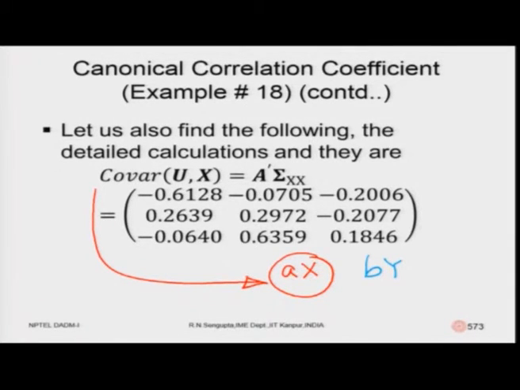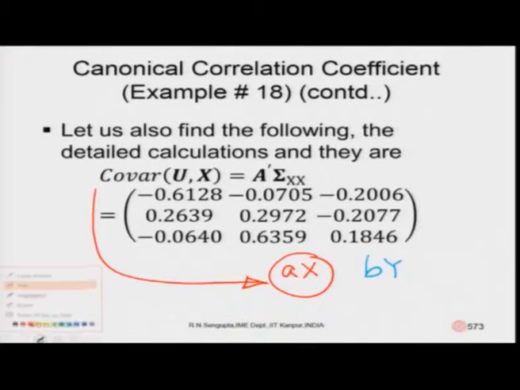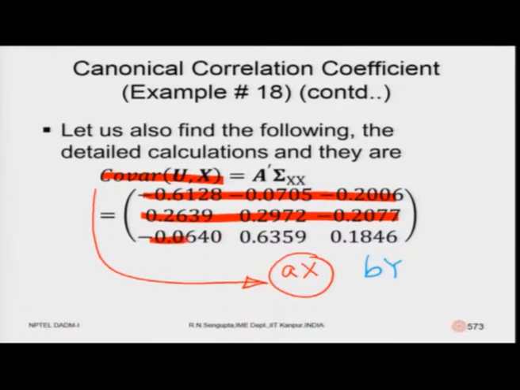The covariance of u and x would be the covariance where u is a combination of a into x. So, obviously, it would be the covariance being multiplied by a, the covariance being for x and x. Once we find it out, this is the covariance existing between u and x. U is the linear combination of x. They come out to be as given. You just multiply them and find out the covariances between them.